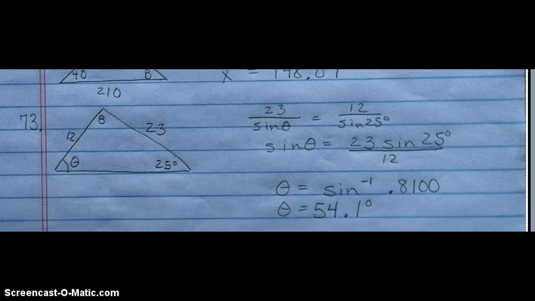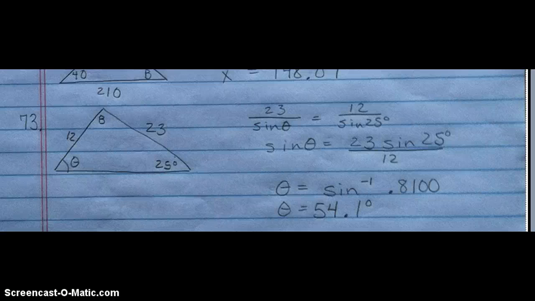Problem 73. Notice this is side-side-angle. When it's side-side-angle, there are ambiguous cases. It could be there is no solution if the sine is negative or greater than 1. It could be there's only one solution. And it could be that there are two solutions.